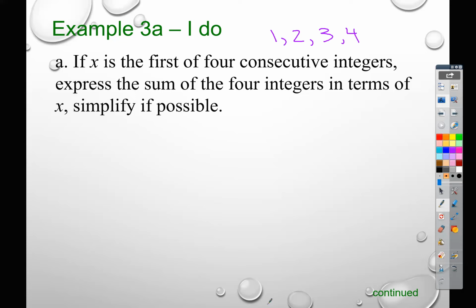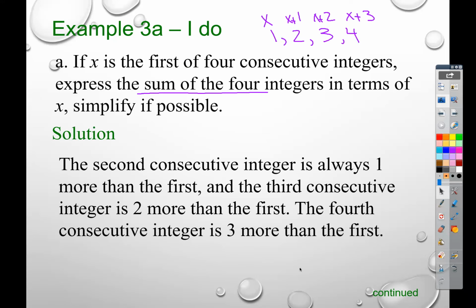So basically you say, all right, assume x equals 1. Then what would 2 equal? 2 would equal x plus 1. What would 3 equal? Well, 3 is 1 plus 2, so x plus 2. 4 would be x plus 3. And then it's saying express the sum of those. So you add all those up. So watch.